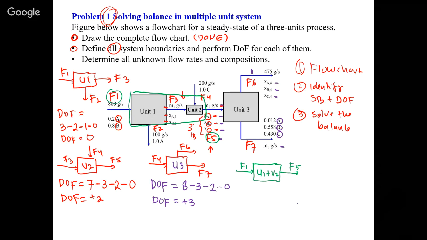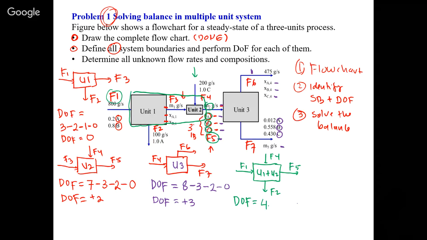And we have F4 that comes in, and F2 that goes out. Next we count the DOF, degrees of freedom, for this. So how many unknowns? We don't know M2. So we don't know 1, 2, 3, 4. Five. That's all.